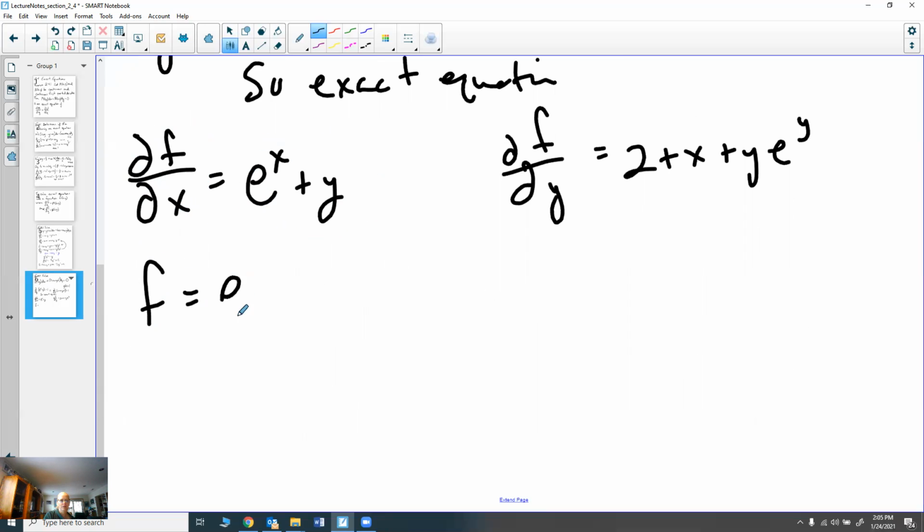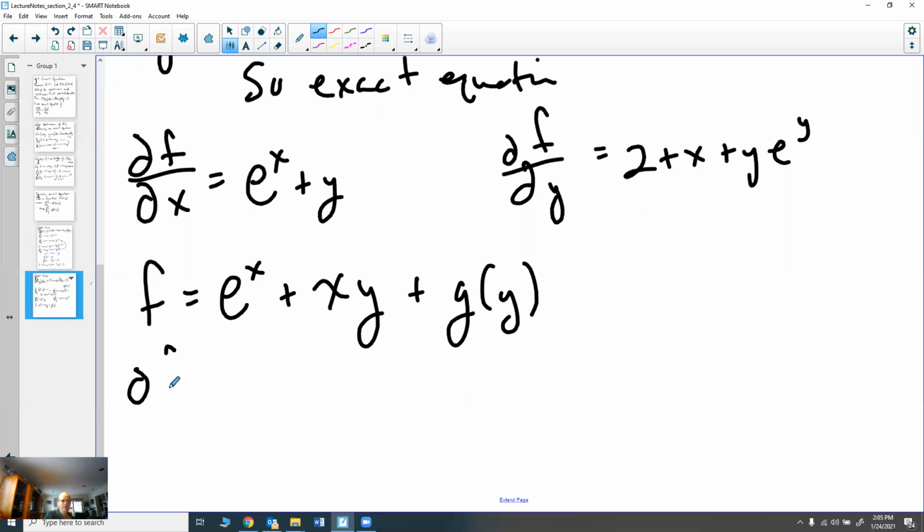The integral of e to the x is, of course, e to the x. The integral of y with respect to x is x times y, because y is just a constant. So the integral of a constant is just x times that constant. Plus, again, there could be a constant there, but that constant could be a function of y. So we'll call it plus g of y.